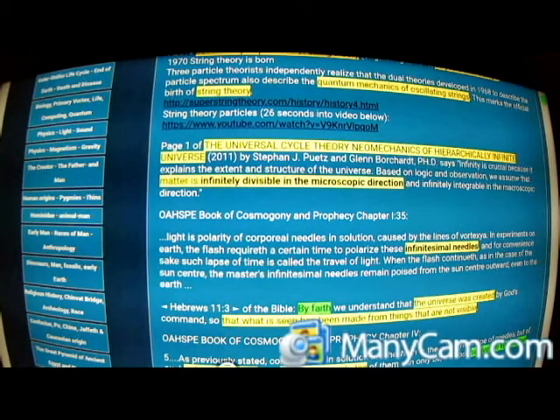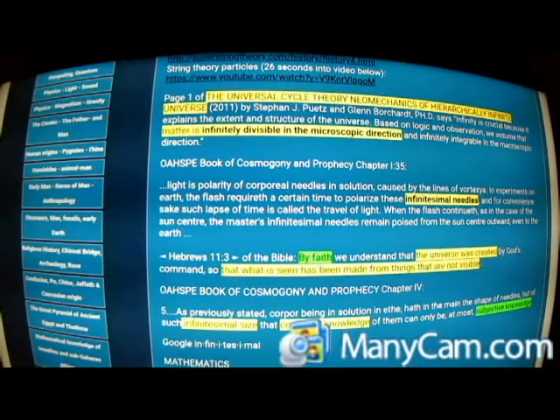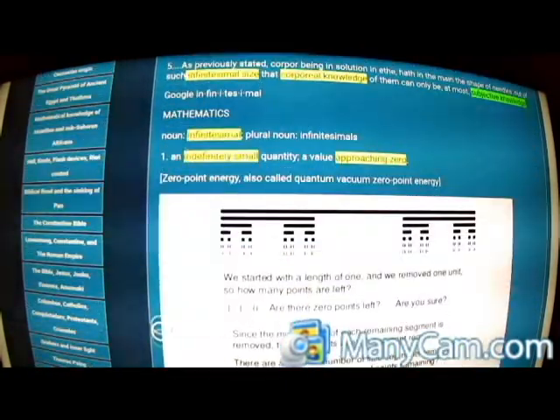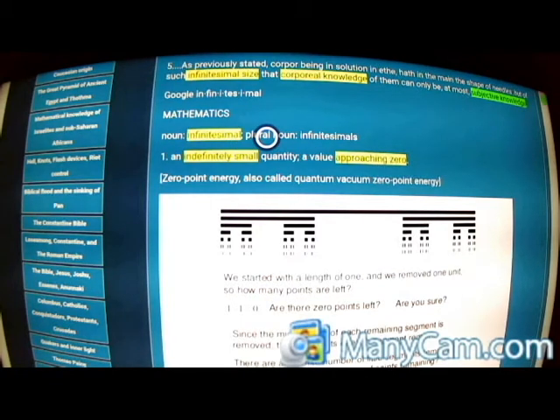Now, when you Google infinitesimal under mathematics, it says noun, infinitesimal, plural infinitesimals. Number one, an indefinitely small quantity, a value approaching zero. In brackets, I put zero point energy, also called quantum vacuum zero point energy.